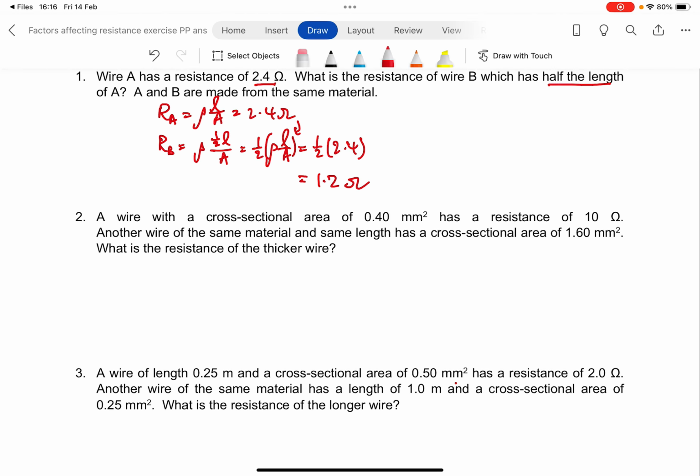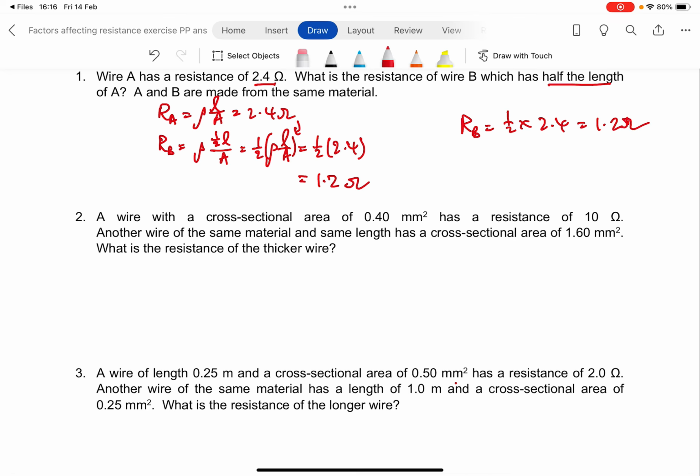Okay, for questions which you find really straightforward, you can straight away write R_B equals half times 2.4 equals 1.2 ohms. Actually, you can do that.